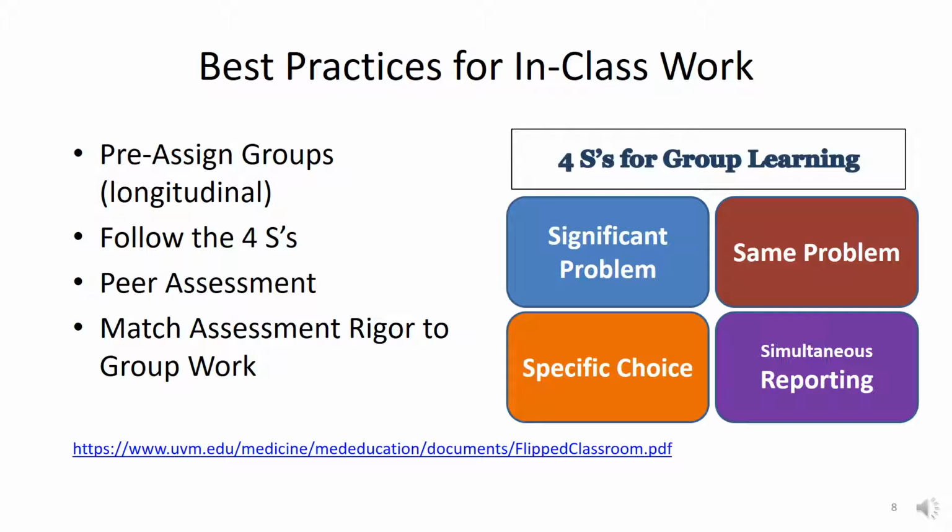The assignment that's given in class should involve the students making a specific choice about the answer to the problem that's being posed to them. And there should be a right answer. So there should be the ability to discern fact from opinion in the classroom. And finally, the answers to these cases or problems should involve simultaneous reporting, and that is that when the question is called about a specific activity, all of the groups should answer at the same time so that they don't influence each other's answers.